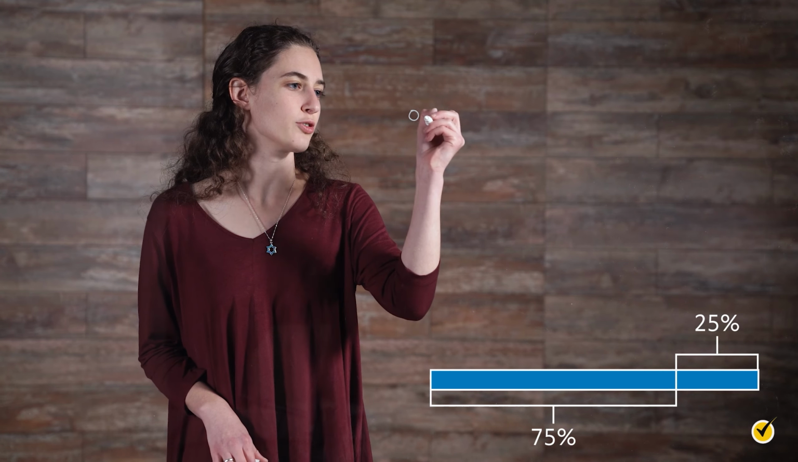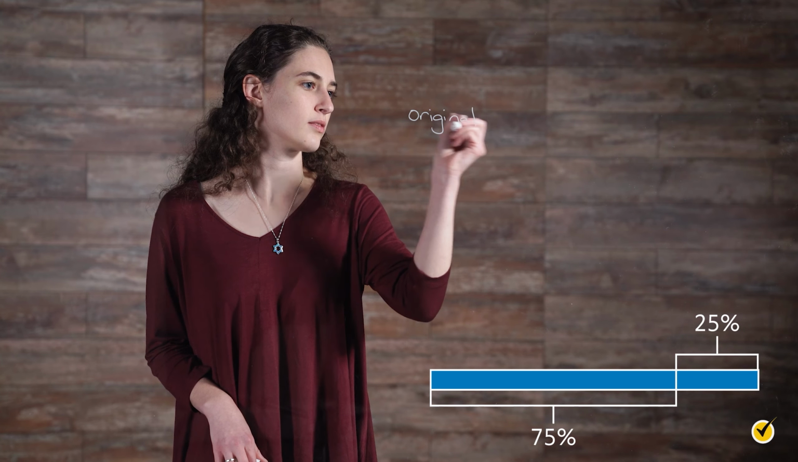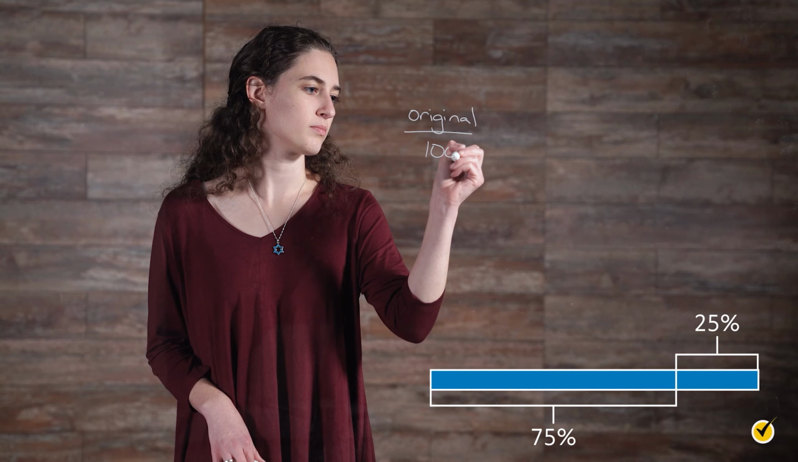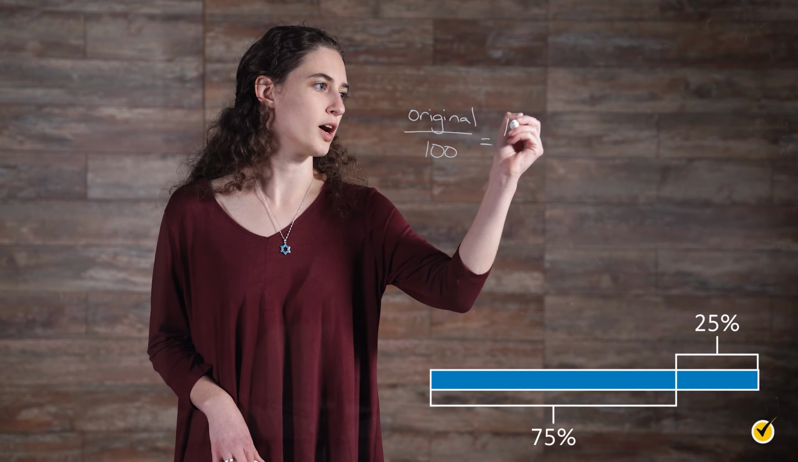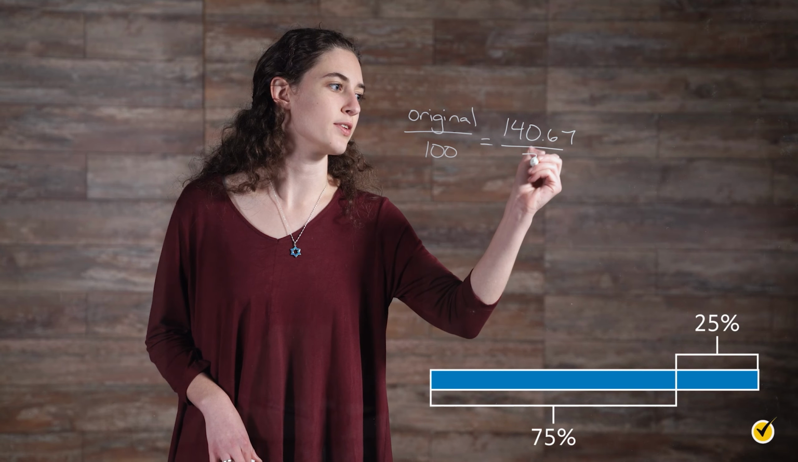You visit a store that's having a 25% off sale. You pick out some clothes and your total comes to $140.67. How much would full price have been, and how much did you save? With a 25% discount, that means you paid 75% of the full price. So you have your original price over 100, which is equal to 140.67 over 75.